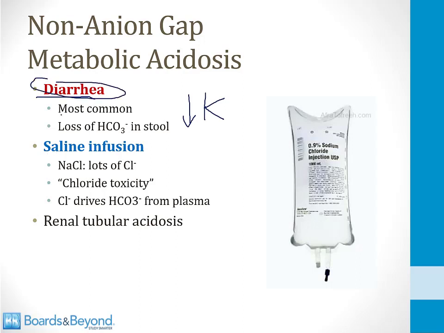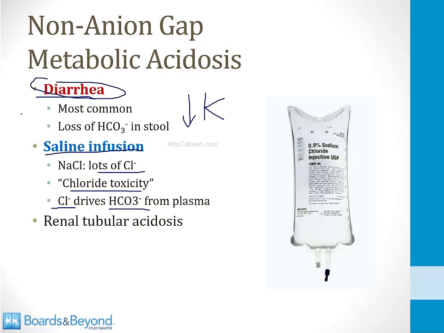The second most common cause of non-anion gap metabolic acidosis that you'll see is saline infusion. When you infuse sodium chloride into a patient in the hospital, that sodium chloride contains lots of chloride ions. This causes a problem that's referred to as chloride toxicity. Chloride is negatively charged and it drives negatively charged bicarbonate from the plasma, and therefore anyone receiving sodium chloride, especially if you give them a lot of it, is going to develop a non-anion gap metabolic acidosis.